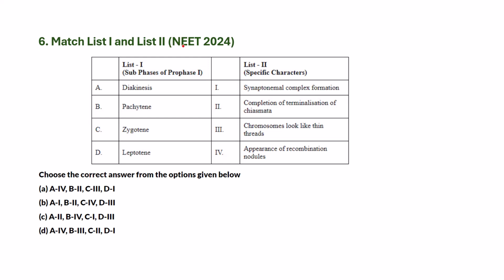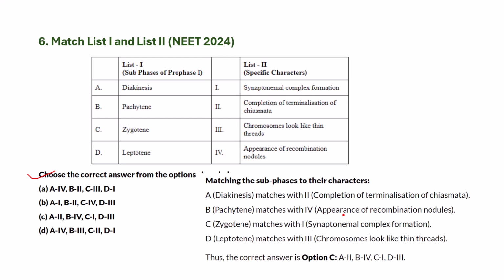Match list 1 and list 2. This is from NEET 2024. So list 1 can be seen here and list 2 also. So let's start matching it. We have to choose from the options. Now let's see the answer.